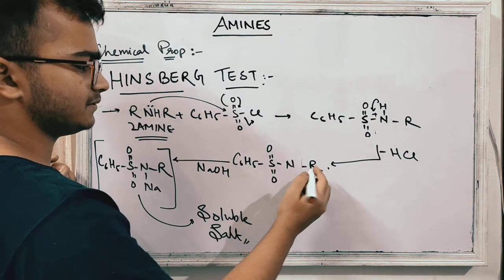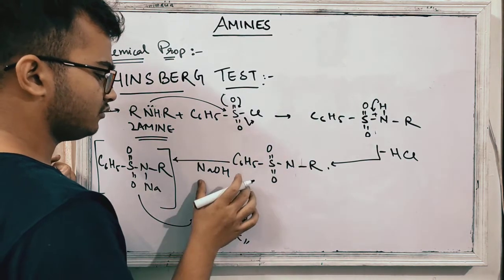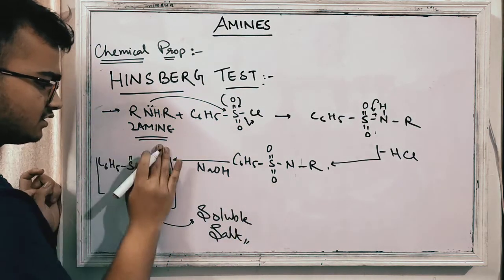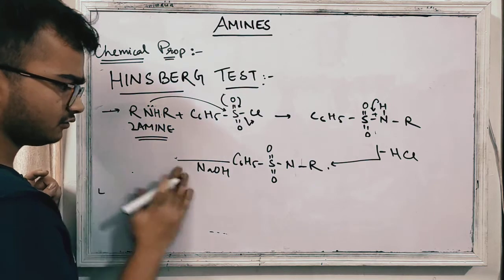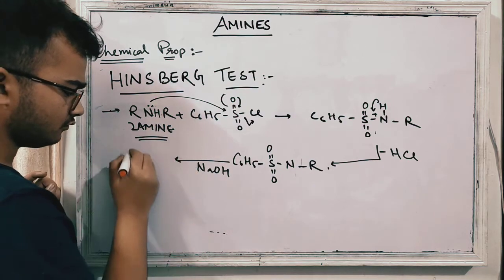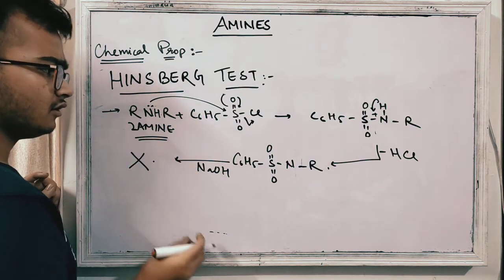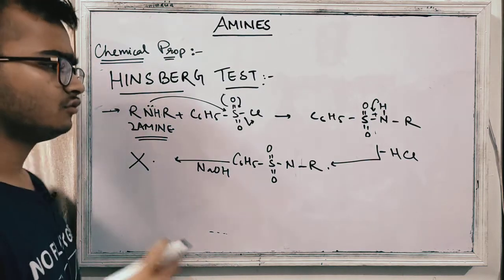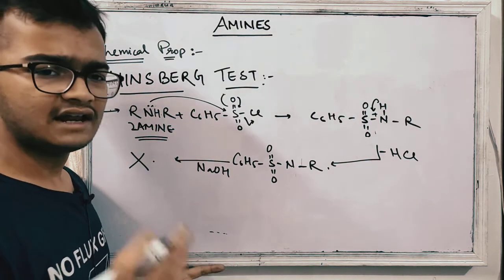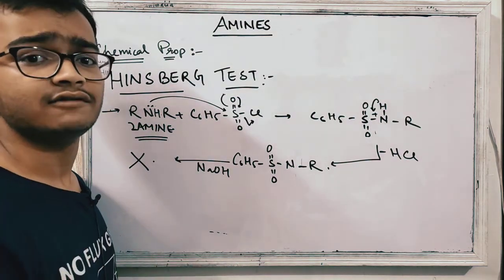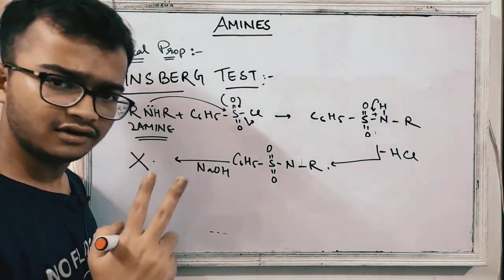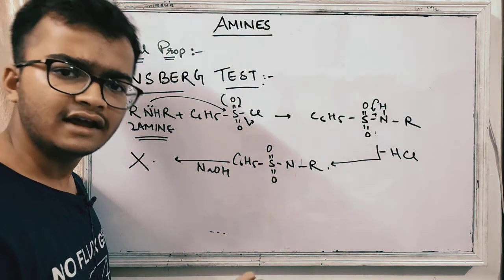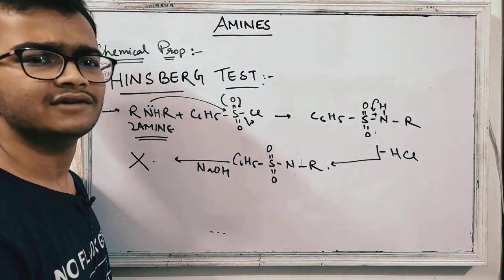Now here this is the ultimate structure which is formed. Now when you react it with NaOH, we get nothing. Why do we get nothing? Because there is no hydrogen, right? So you have to write, for the Hinsberg test, the 2 degree amine will react with aryl sulfonyl chloride, but it does not react with NaOH. So it's a proof that it's a 2 degree amine. Now if it reacts with NaOH, then it is a proof that it is a 1 degree amine.